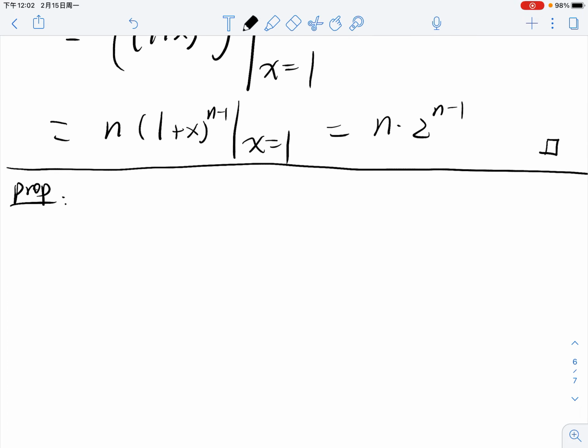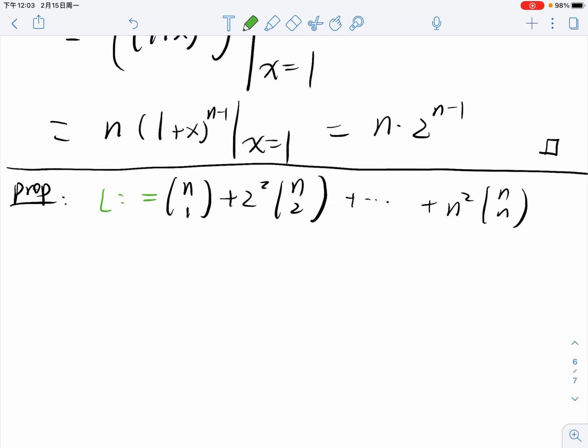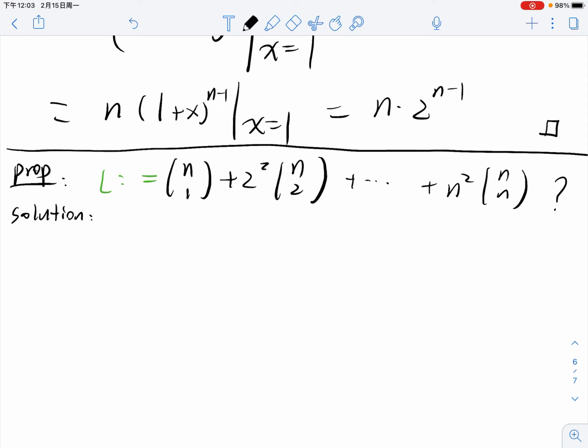Proposition 2. Similarly, we can consider the summation n choose 1 plus 2 square n choose 2 plus all the way to n square n choose n. Let's still call it L. And what is the number for L? I will give you the proof, similar to the first proof of proposition 1.